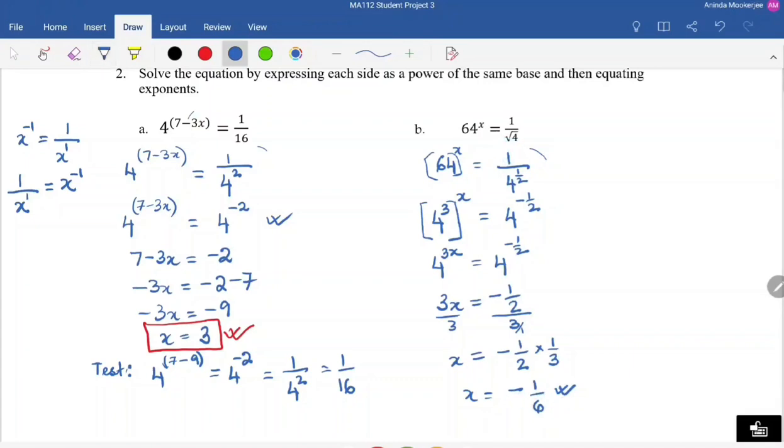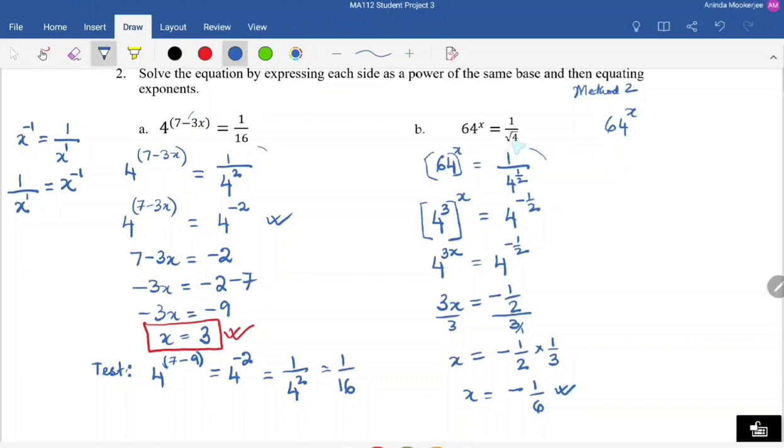But initially I said we can solve this 2 ways. Both should give the same answer. So let's solve it in the other way, where we have 64 raised to the power x. So let me write method 2. All right, 64 raised to the power x.